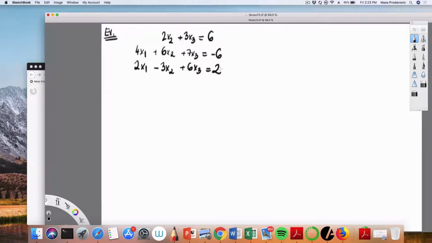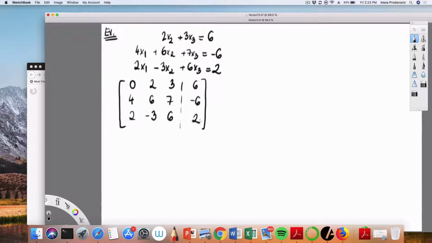So I want to solve this using Gaussian elimination. First things first, I'm going to create that augmented matrix where I have coefficients of the linear system from the left-hand side together with the right-hand side. So what are my coefficients? 0, 2, 3. 4, 6, 7. 2, minus 3, 6. Cool. And on the other side, 6, minus 6, and 2.